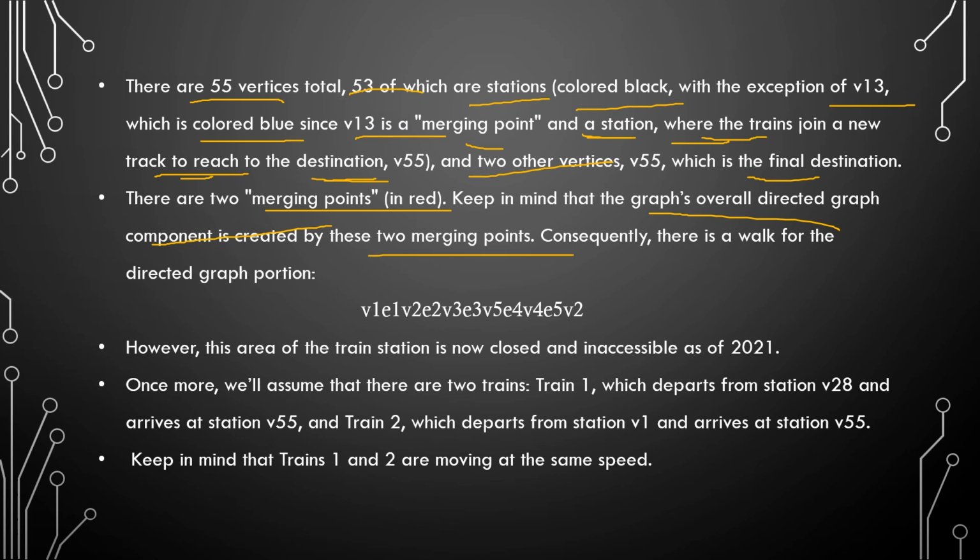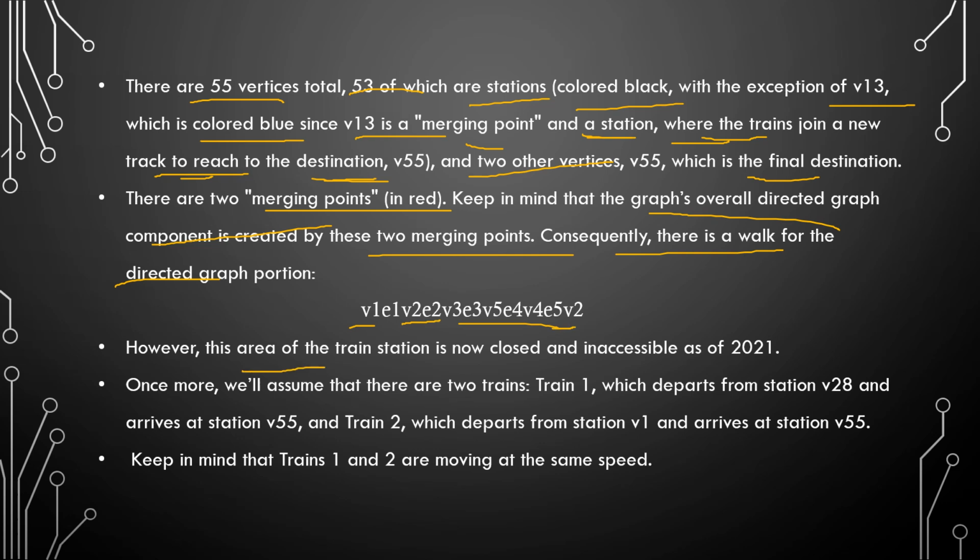Component is created by two merging points. Consequently, there is a directed graph portion. Okay. V1 E1, V2 E2, V3 E3, V5 E5. Okay, V5, E4, V4, E5, V2.